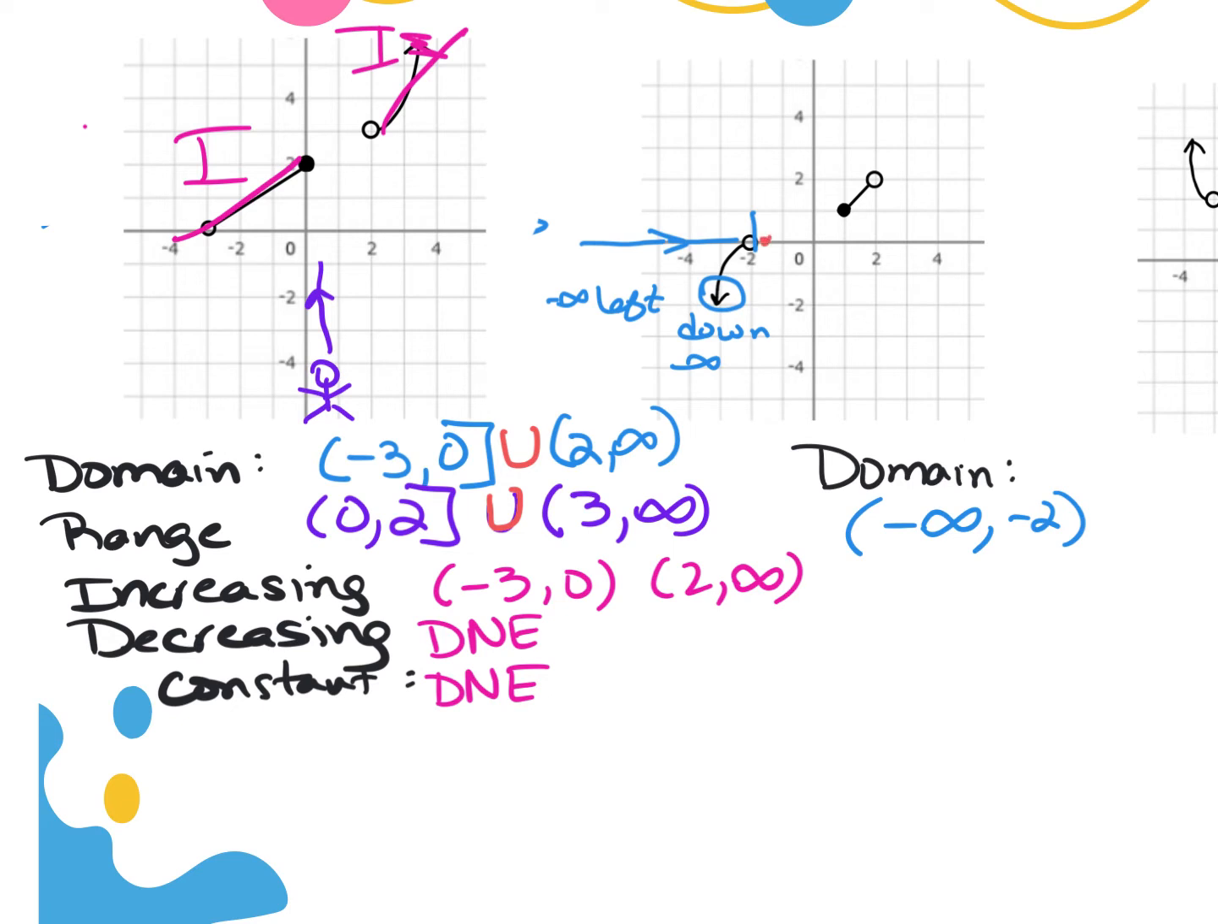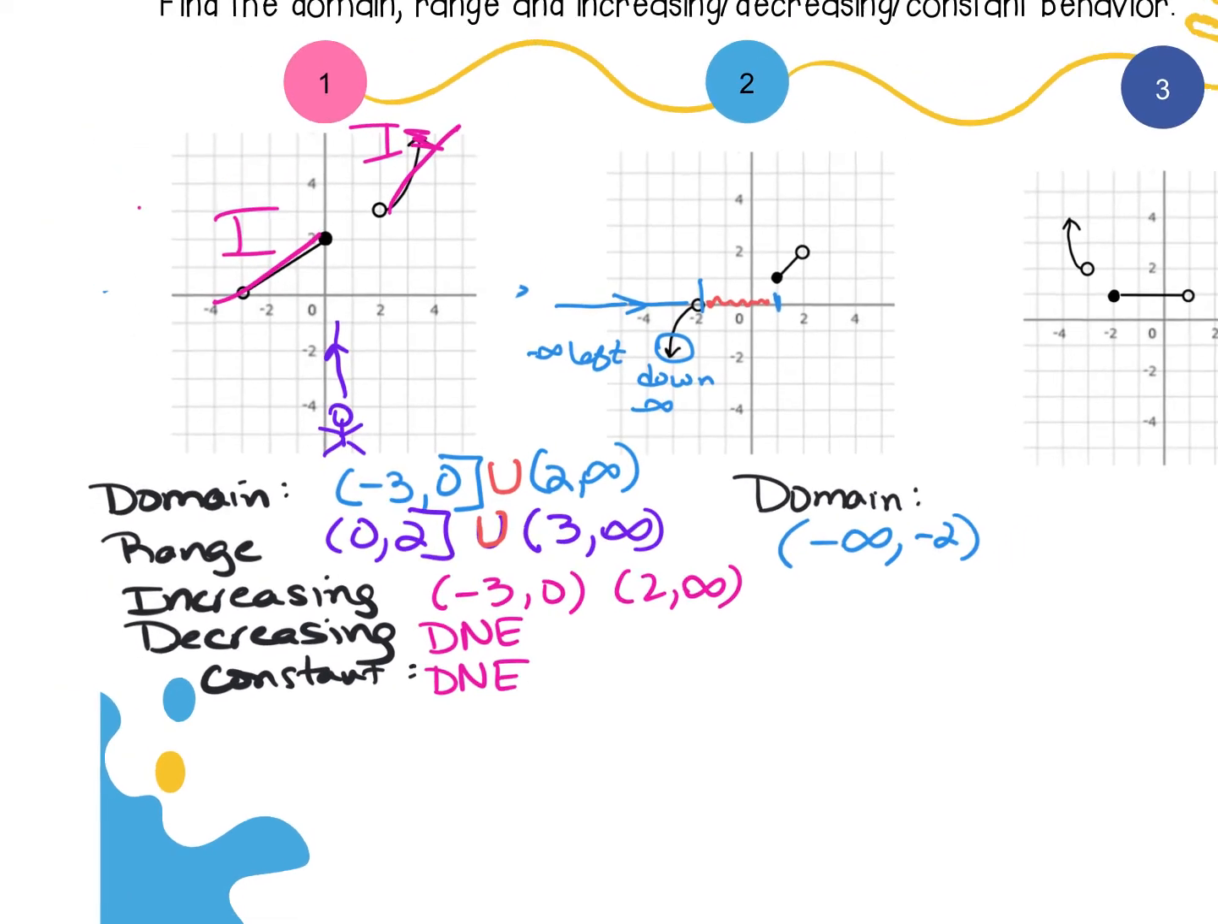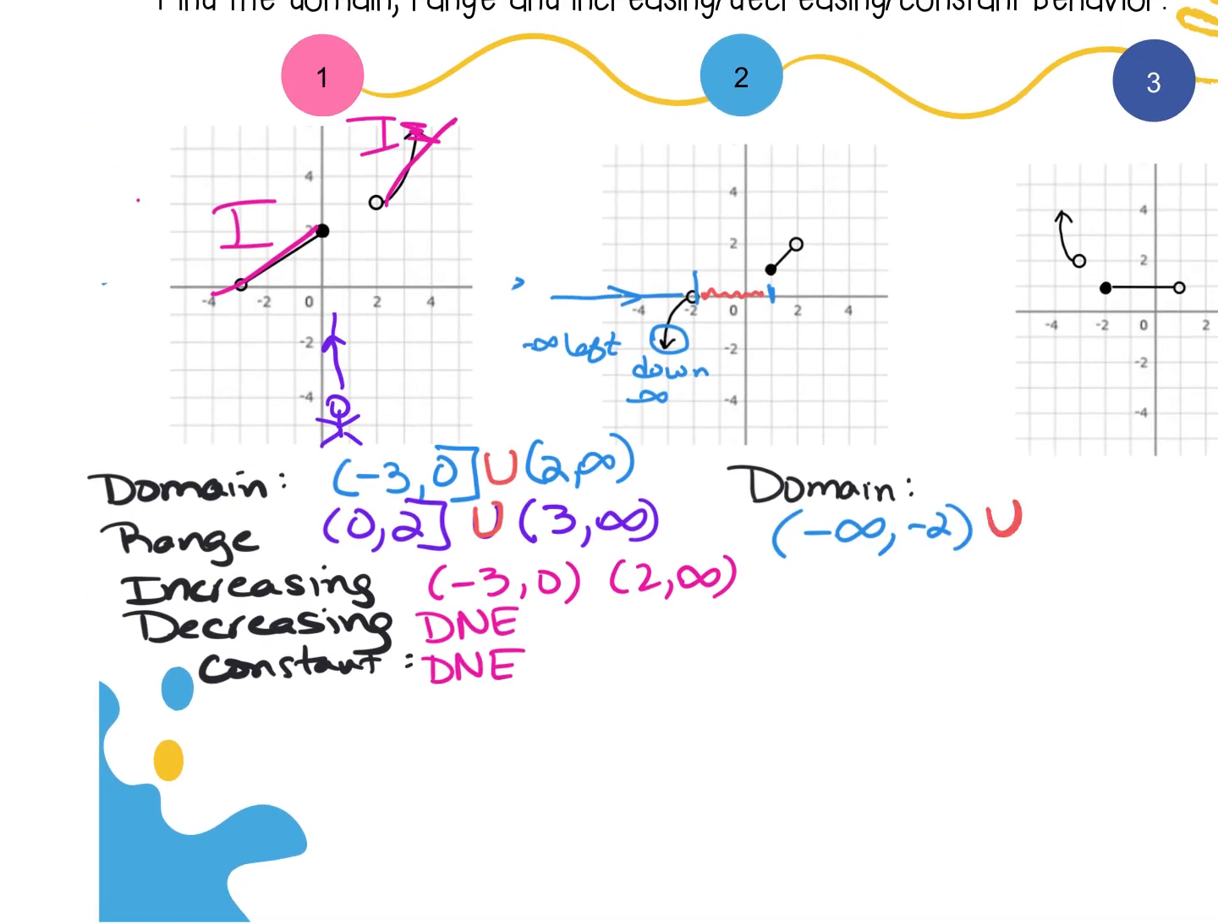Then I have the little gap here. And then my next x value is right here at the 1. So it starts up again. So union, bracket with the 1, and then it goes to the 2. Parenthesis, it's an open circle.